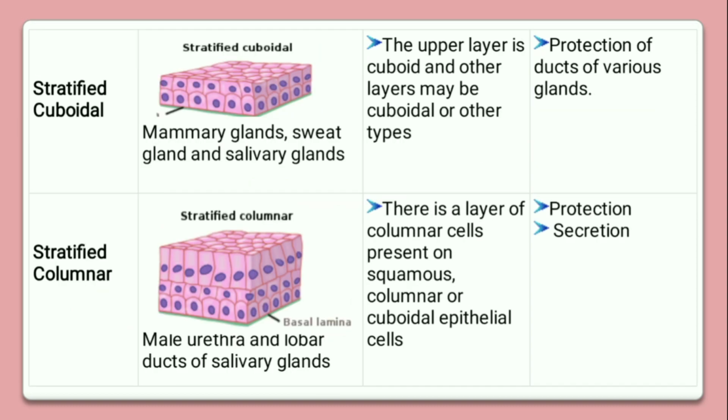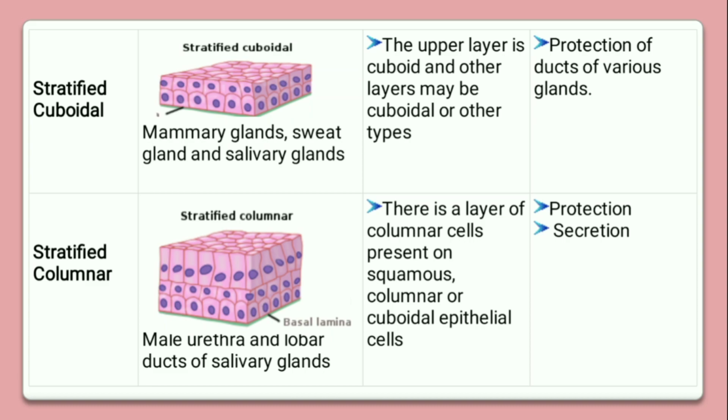So the function of this stratified squamous is protection. Now let's see stratified cuboidal. Cuboidal means this type of compound tissue has a cuboidal structure in it. So the location of the stratified cuboidal tissue is in mammary glands, sweat glands and salivary glands. The upper layer is cuboidal and the other layers may be cuboidal or of another type. The function of this stratified cuboidal is protection of the ducts of various glands.